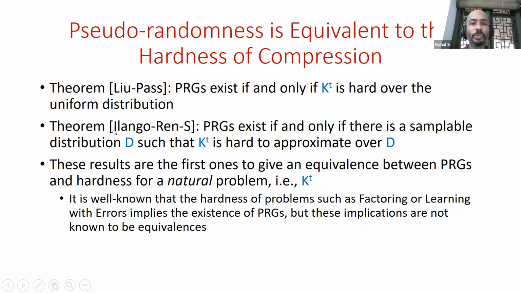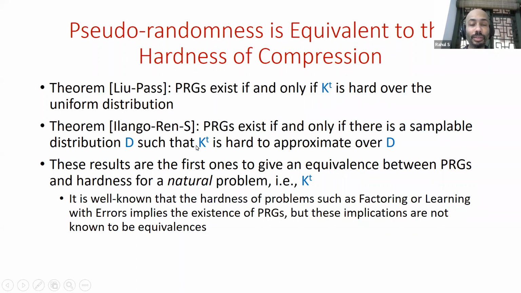And a theorem of mine with Rahul Elango and Anlin Ren is that PRGs exist if and only if there's a samplable distribution D such that K^T is hard to approximate. By approximate, I mean to within a term that's slightly larger than log n. So, fairly good approximation. If this is hard to do, then, if and only if, PRGs exist.